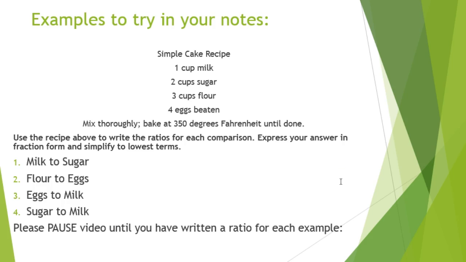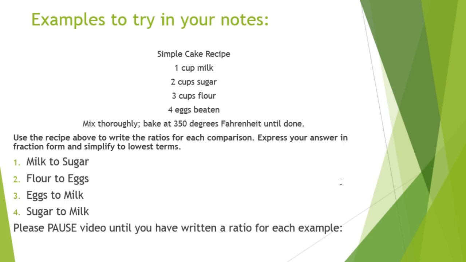Alright, examples to try in your notes. A simple cake recipe: 1 cup of milk, 2 cups sugar, 3 cups flour, 4 eggs beaten. Mix thoroughly. Bake at 350 degrees Fahrenheit until done. Use the recipe above to write the ratio for each comparison. Express your answers in fraction form and simplify to lowest terms.